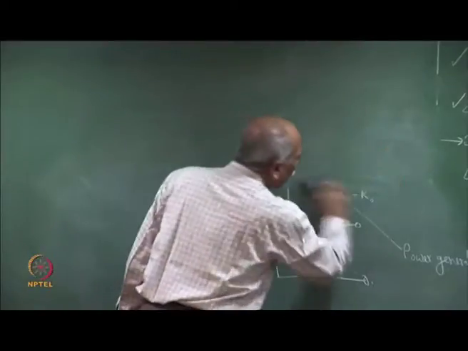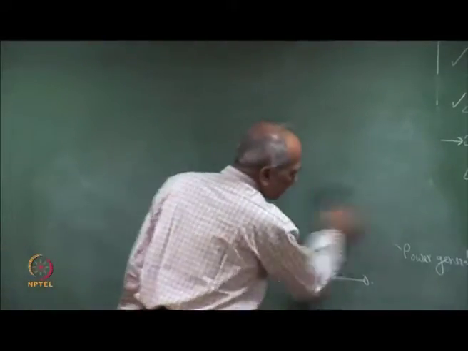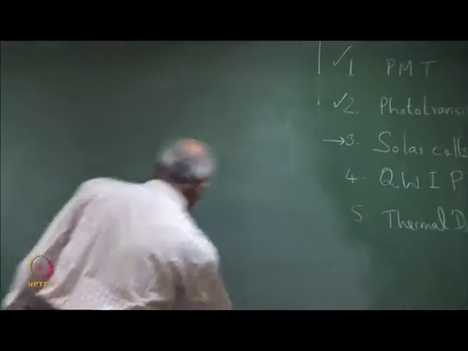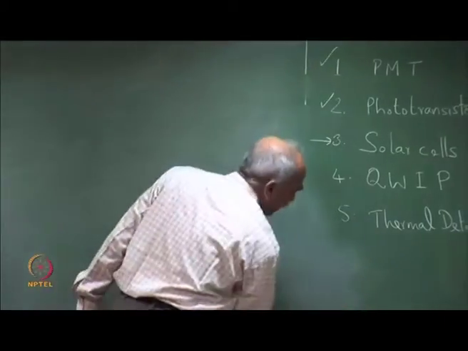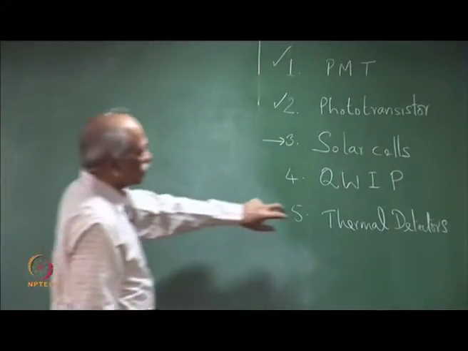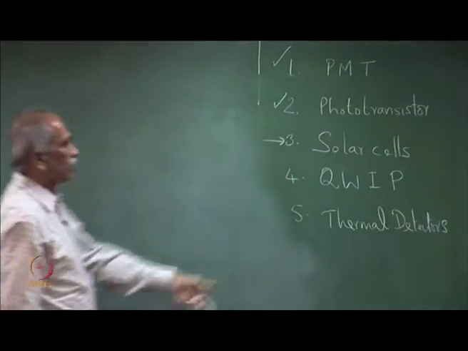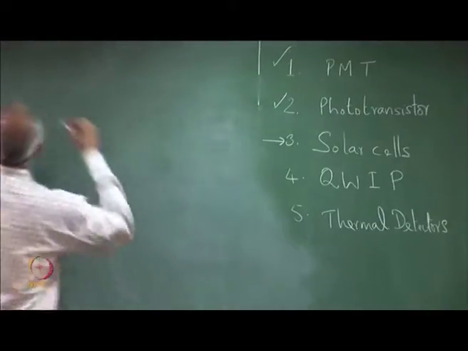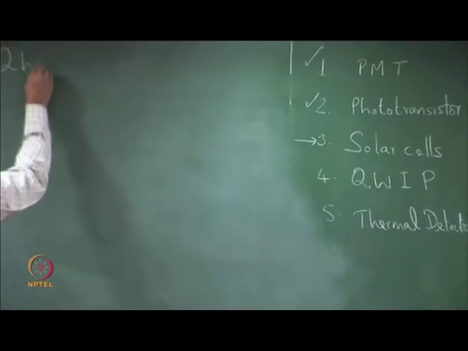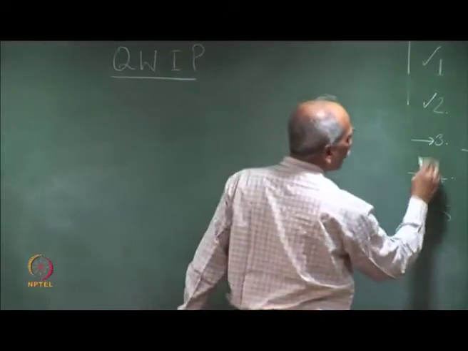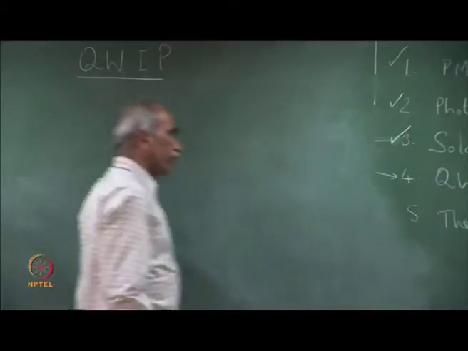So, let me move over to the next detector. Very briefly, we are just discussing these various detectors. One can go to various references for further details, but these are very close to the discussion which we already had. That is why I am just bringing them one by one. So, in the remaining 10 minutes or so, let me go to the next detector, which is the quantum well infrared photodetector.